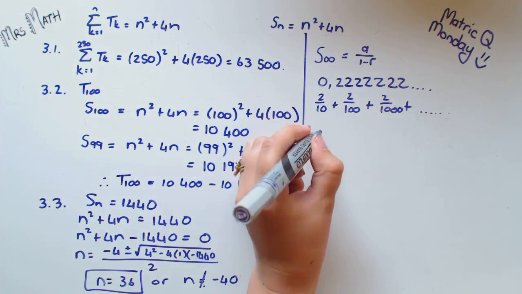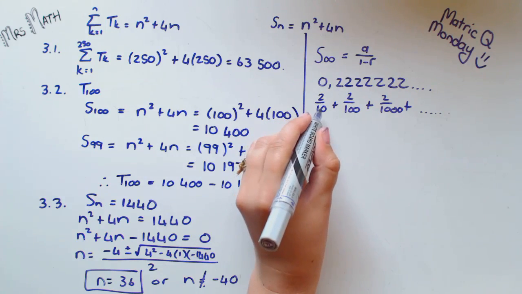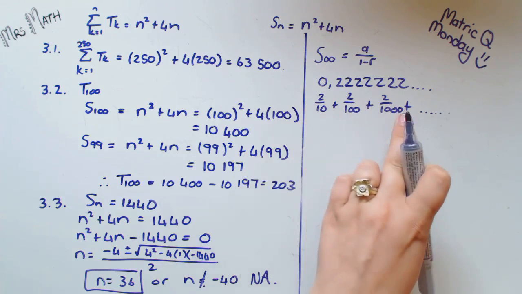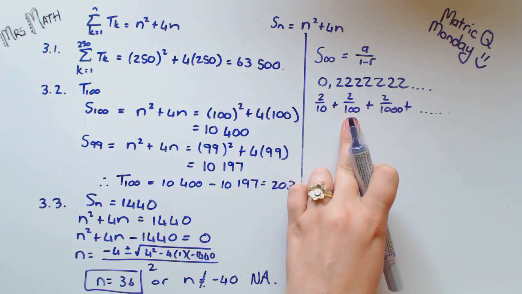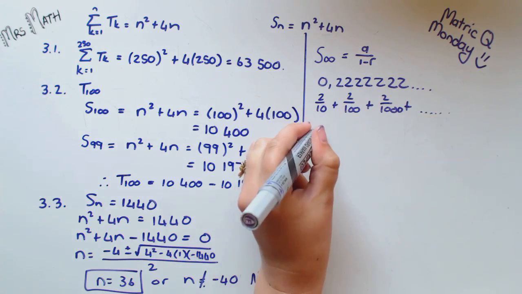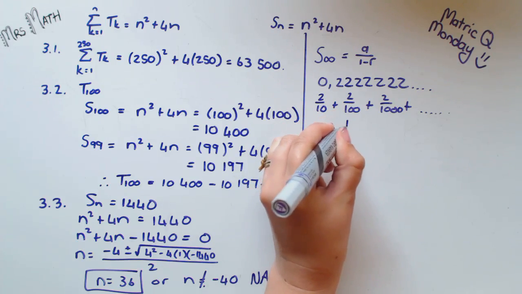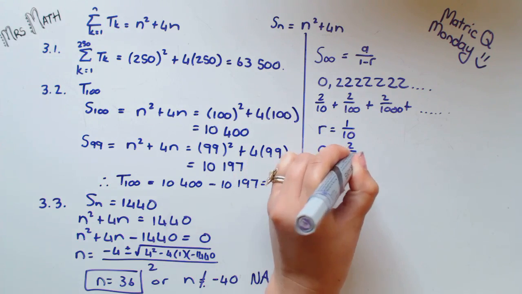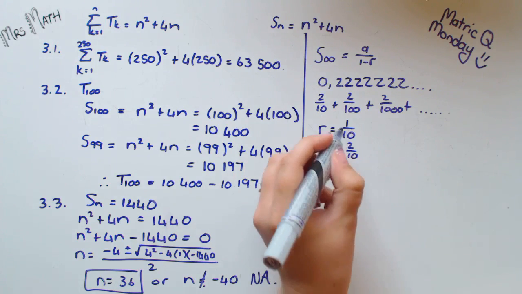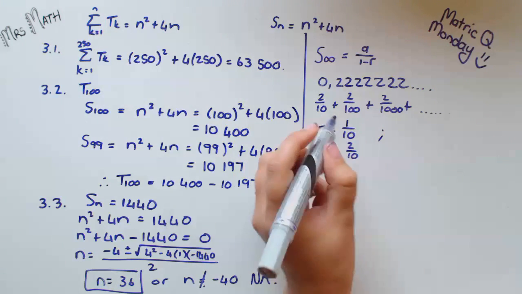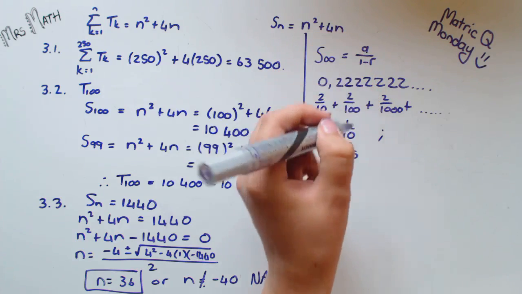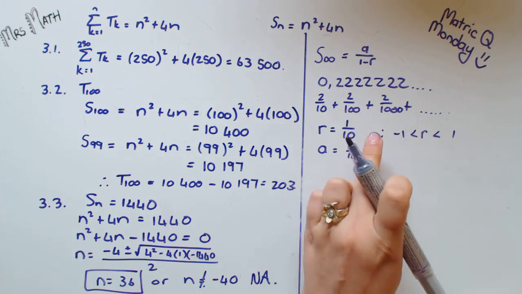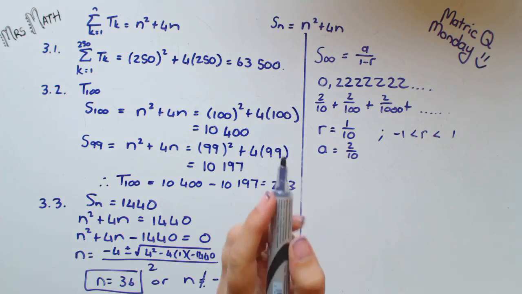Right, which means if I look at this, term 2 divided by term 1 is 1 over 10. Term 3 divided by term 2 is 1 over 10. So I've got a geometric series where my r is 1 over 10. My a is 2 over 10. And just to confirm that it is a converging geometric series, r should be between minus 1 and 1, which 1 over 10 is, so I'm fine.